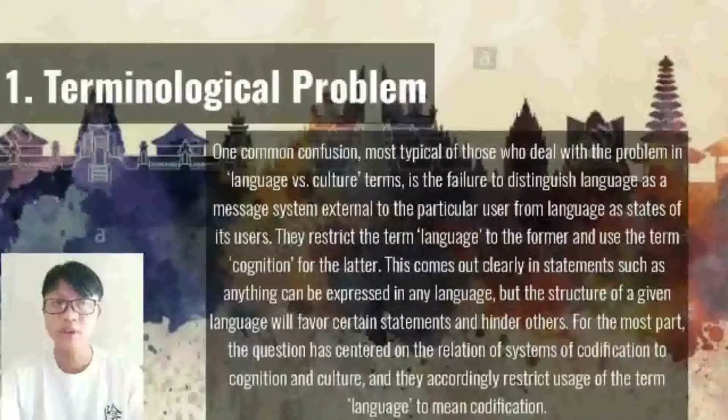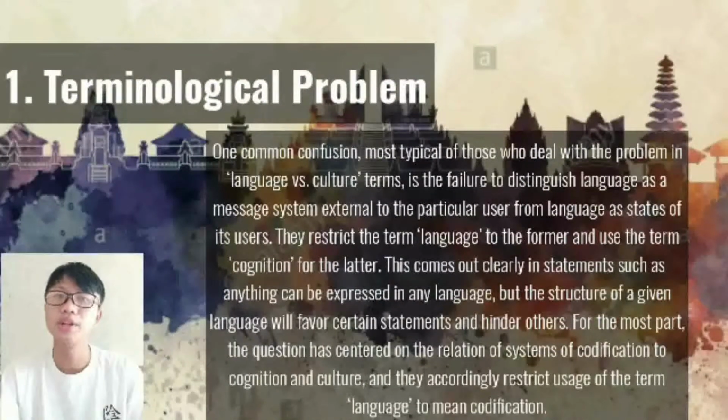One common confusion, most typical of those who deal with the problem of language versus culture, is the failure to distinguish language as a message system external to the particular user from language as a status of its user. They reserve the term language for the former and the term cognition for the latter. This comes out clearly in statements such as: anything can be expressed in any language, but the structure of a given language will favor certain statements in either order.